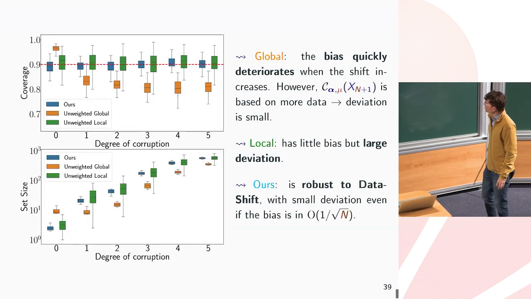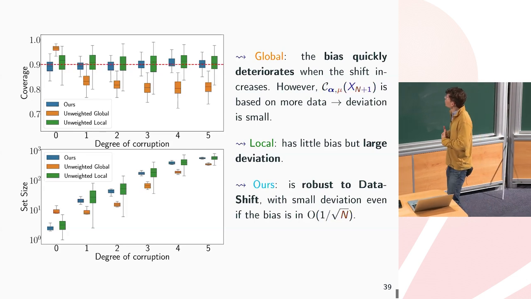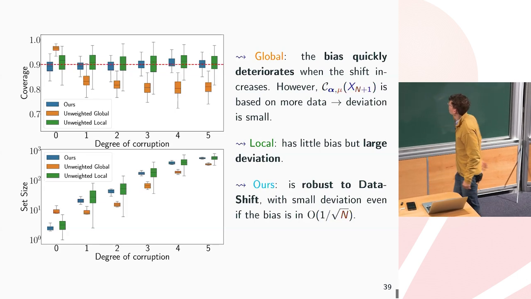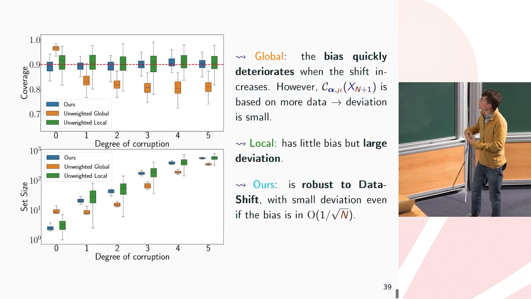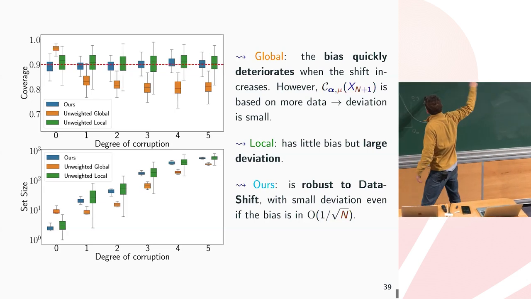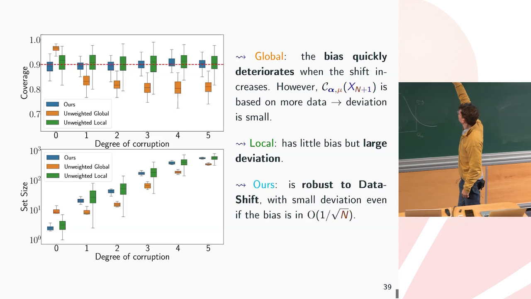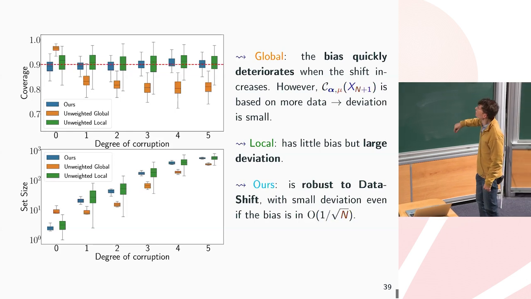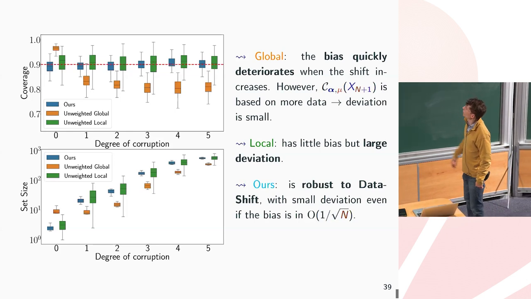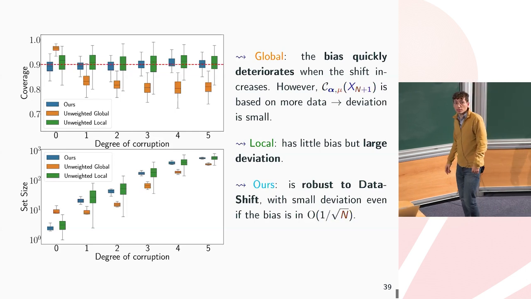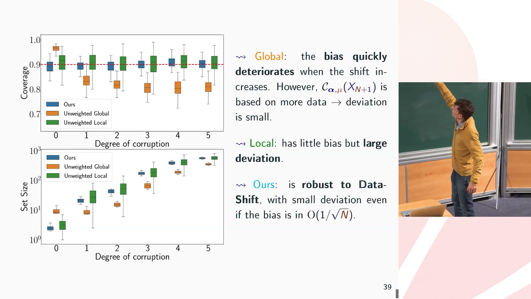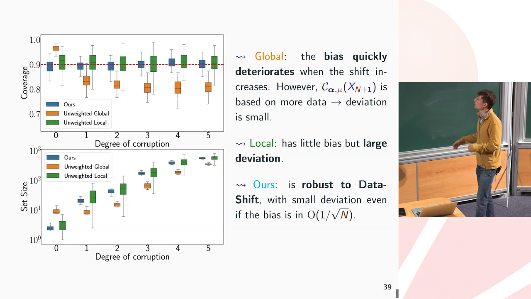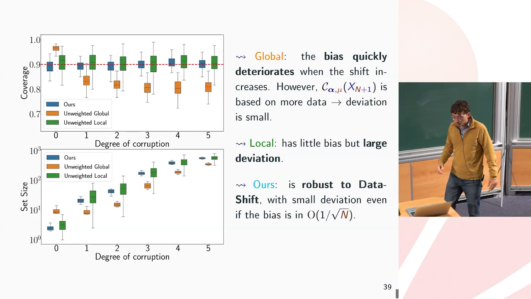And here we obtain some numerical results. It is not surprising that the global method, which is in orange, is undercovering if you have a big shift. Here is the coverage as a function of the shift. At the beginning, the global method is rather good, but the more shift you have, the more it will deviate. The local method is in green. We can see that its bias is very small, in fact even smaller than our method. But as the deviation is smaller for our method, I believe that it's better to communicate with others to train a better model.